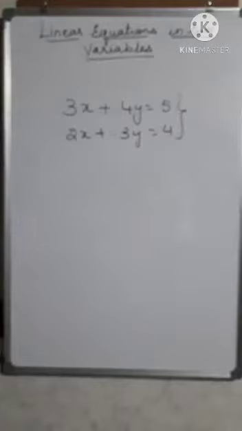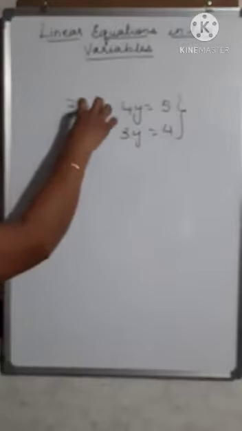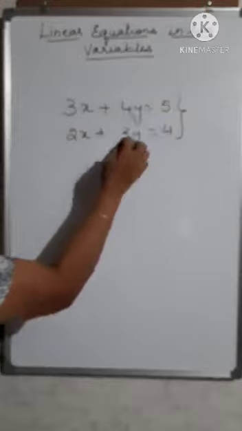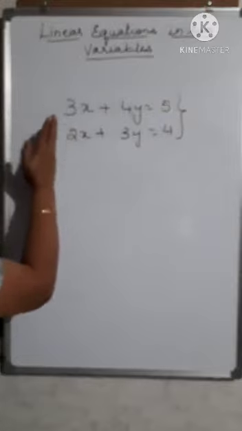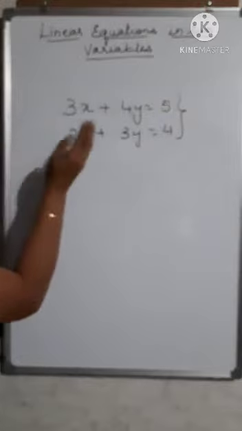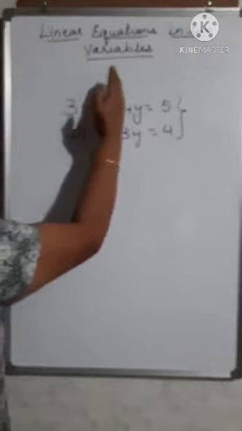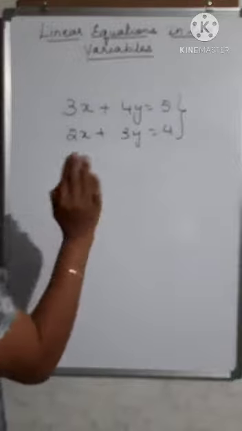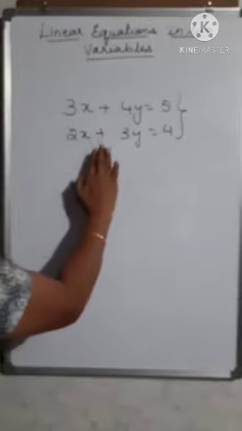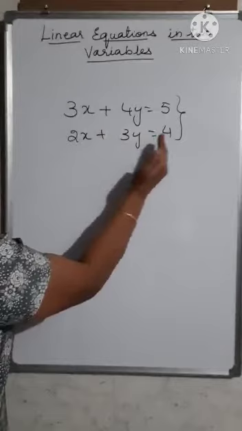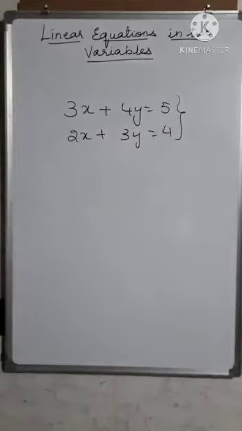Now what do you mean by the solution of the equation? The values of x and y which satisfy both the equations. That is, when you substitute the values of x and y in the first equation, the left hand side and the right hand side should be equal. The same values of x and y when you substitute in the second equation, again the left hand side and right hand side should be equal. Such values of x and y which satisfy both the equations are called the solution of the equation.